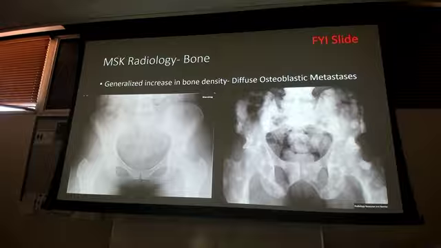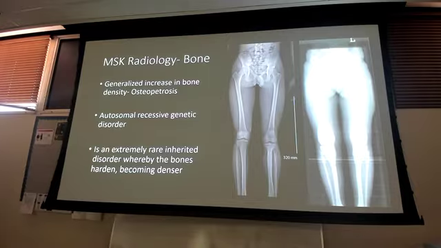So it's a hint to know, okay, that's what's going on. That's your diffuse osteoblastic metastases. It's a bunch of cannonball, bright white, radiopaque lesions, okay? Then you run into this. Again, normal on the left, abnormal on the right.